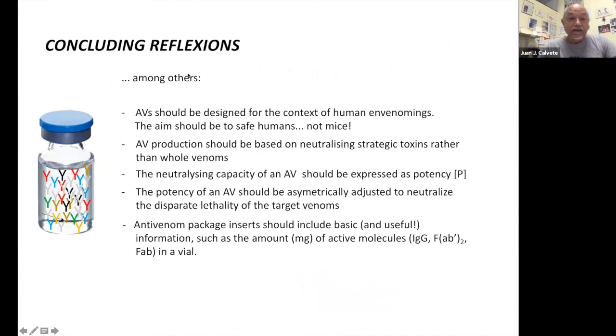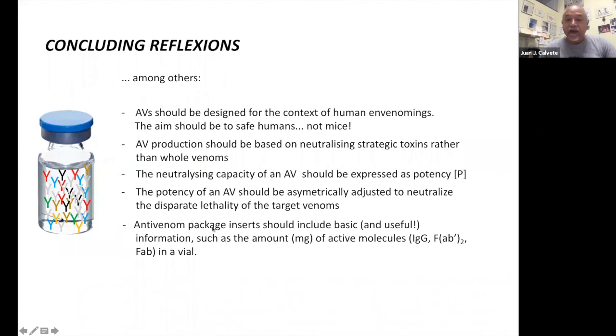So just to conclude, my impression is that, among others, antivenom should be designed for the context of human envenomings, and the aim should be to save humans, not mice. Antivenom production should be based on neutralizing strategic toxins, not necessarily the whole amount of venom. The neutralization capacity of an antivenom should be expressed as the potency, as I commented in the last slide. The potency of the antivenom should, of course, be asymmetrically adjusted to neutralize the disparate lethality of the target venoms, not the same number of LD50s for mice.